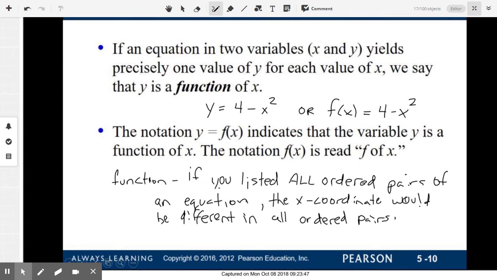Now, what we're looking at here is the definition of a function. Certain types of equations in two variables are considered to be functions. Some of them are not. If an equation in two variables, we're talking about X and Y, yields precisely one value of Y for each value of X, we say that Y is a function of X. Now, that is some math mumbo jumbo that's a little bit hard to follow as it is written.